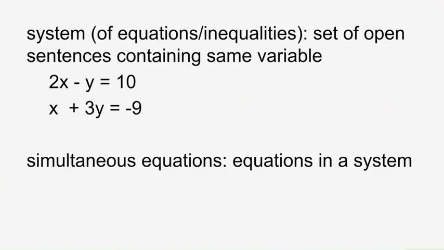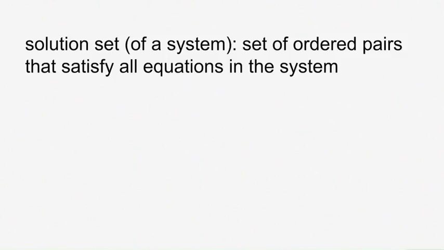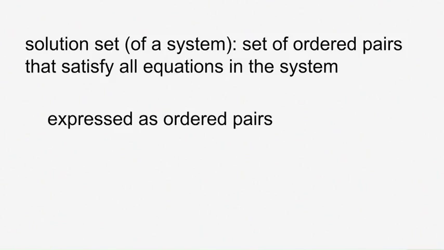You have your two sentences, and they both have the x and y variables. The equations are called simultaneous equations, namely the equations inside of a system. When you are given a system of equations, the solution set is the set of ordered pairs that satisfies all the equations in the system. So the x and y coordinate will have to be true for both equations or all three equations, and your solution is expressed as an ordered pair.